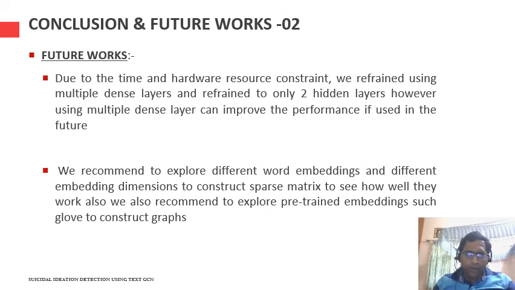Due to time and hardware resource constraints, we have used only two hidden layers. However, using multiple dense layers can improve the performance, so this can be explored in the future. We also recommend exploring different word embeddings and different embedding dimensions to construct a sparse matrix to see how well it works. We also recommend exploring pre-trained embeddings such as GloVe to construct the graph.